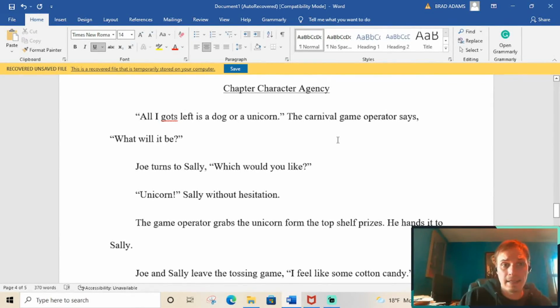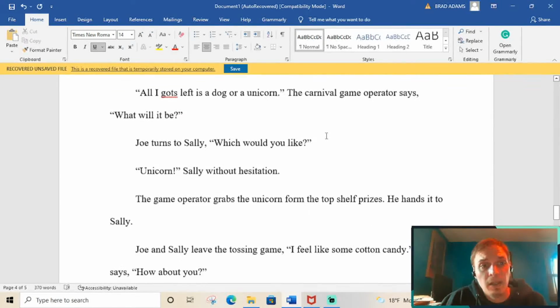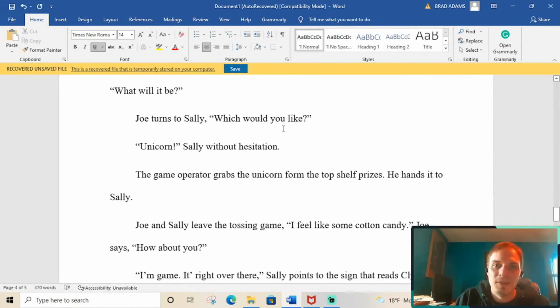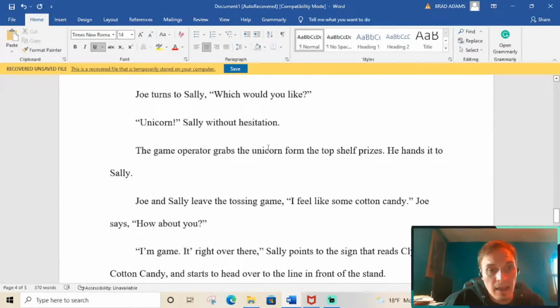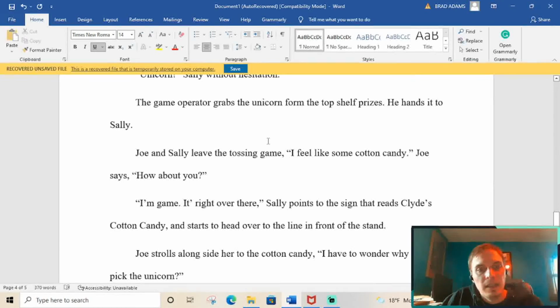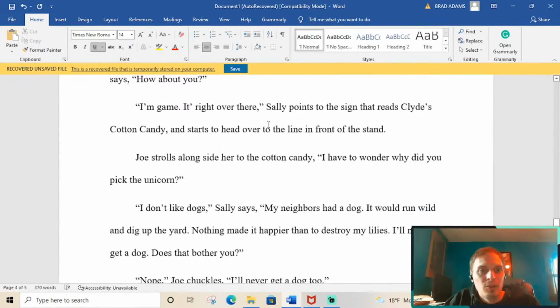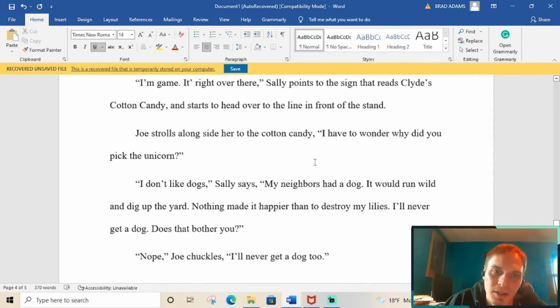um, all I got's left is a dog or a unicorn. The carnival game operator says, "What will it be?" Joe turns to Sally. "Which would you like?" "Unicorn," said Sally. Sally says without hesitation. The game operator grabs the unicorn from the top shelf prizes. He hands it to Sally. Joe and Sally leave the tossing game. "I feel like some cotton candy," Joe says. "How about you?" "I'm game. It's right over there." Sally points to the side that reads Clyde's Cotton Candy and starts to head over to the line in front of the stand. Joel strolls alongside her to the cotton candy.